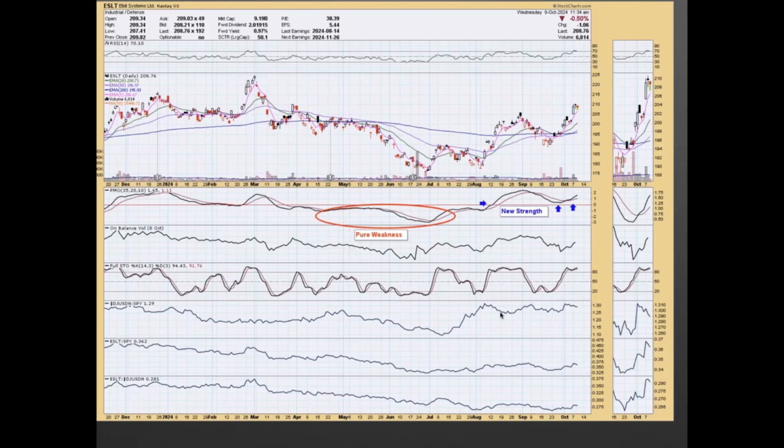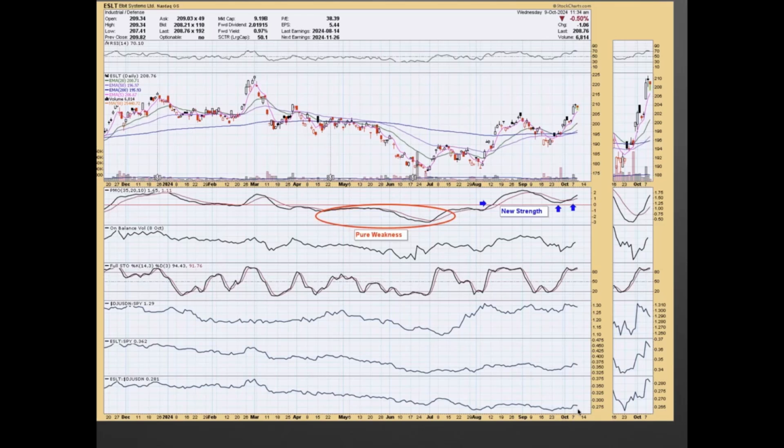I also like to look at relative strength. I look at relative strength of the industry group to the S&P so that I know whether I'm in a group that's showing some strength. I look at the stock compared to the S&P. So in this case, ESLT is moving upward in relative strength against the S&P. And then I also look at the stock versus the industry group. And that gives me a sense of whether I have a leader within that group. I want to see it performing well against the group.